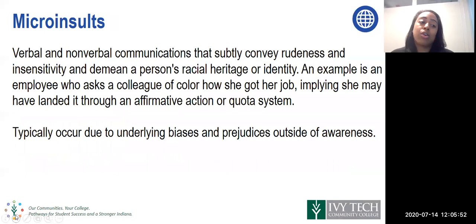Micro-insults are those verbal and nonverbal communications that subtly convey rudeness and insensitivity and demean a person's racial heritage or identity. An example is an employee who asks a colleague of color how she got her job, maybe unintentionally implying that she may have landed it through an affirmative action or quota system. And typically these occur due to underlying biases and prejudice outside of awareness. Next.